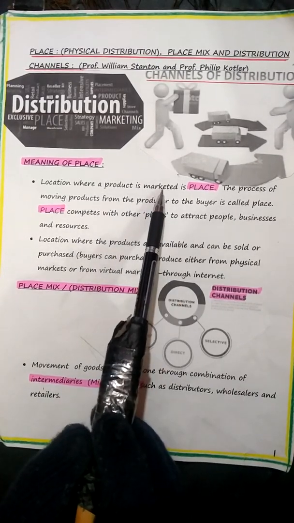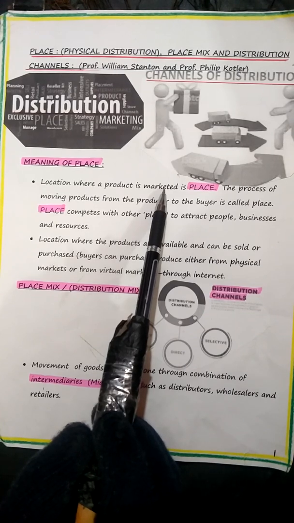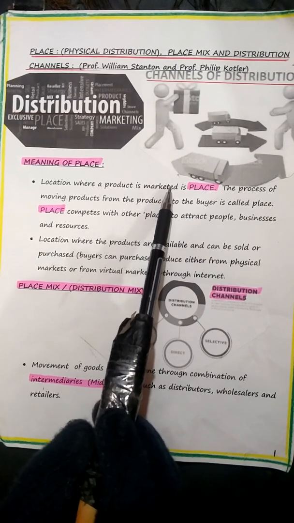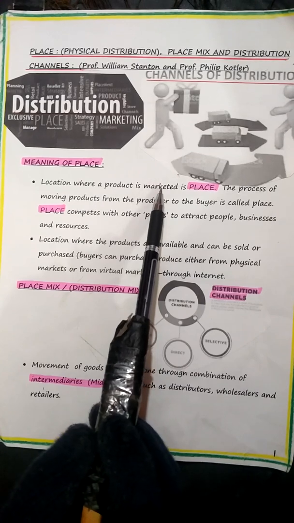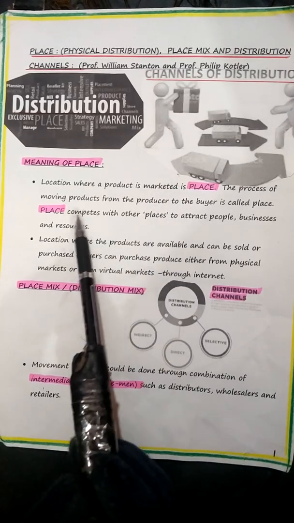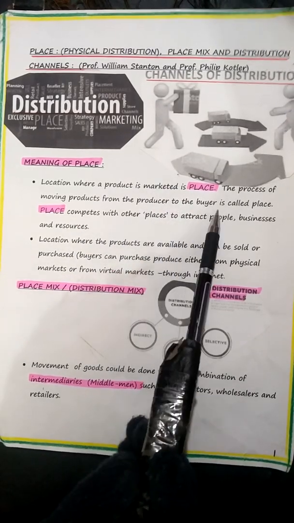What is marketed? Something you promote for sale. You make goods available to the buyers. That is called marketing. You promote sale, you make goods available to the buyers. So a place where the goods are made available to the buyers to be bought is place. The process of moving the products from the producer to the buyer is called place.